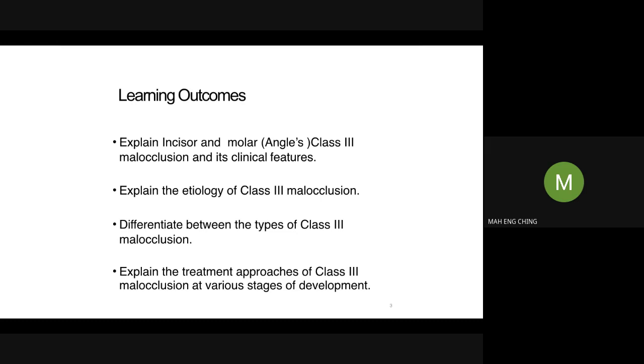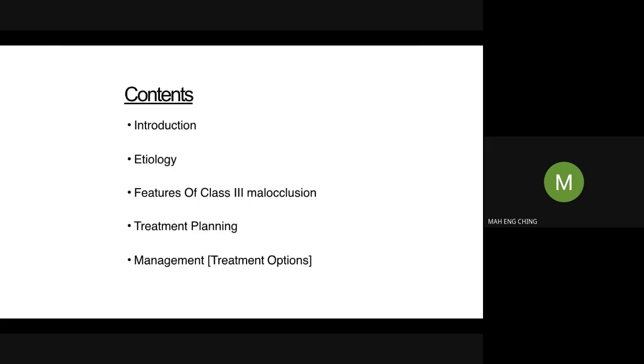And you should be able to explain the treatment approach of the class 3 malocclusion at the various stages of the treatment. When the patient is growing or they are teenagers, the treatment approach will be different from the adult stage. So what's the content of today's lecture? First we're going to go through the introduction of class 3 malocclusion, etiology, then the features of the class 3 malocclusion, then treatment planning, then how we're going to treat it, or the management options.